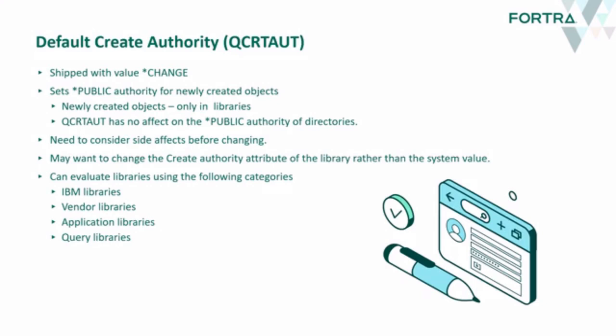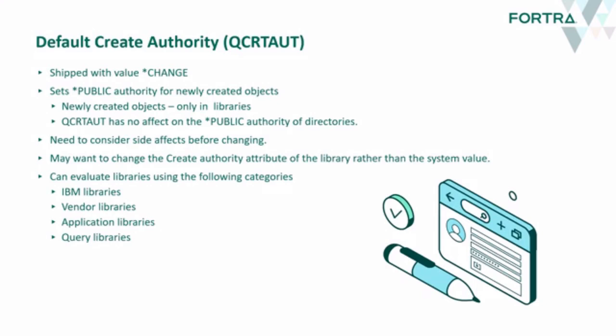Getting this reduced down to use, and then eventually even getting it set to exclude, is optimal because now public, which is the entirety of the user population, every user profile on the IBM i, is part of that public community. They have that authority to those objects. You don't necessarily want to do that. So when you start evaluating your system to be able to reduce from change to use, eventually to exclude, you're going to evaluate and break your libraries up, right?